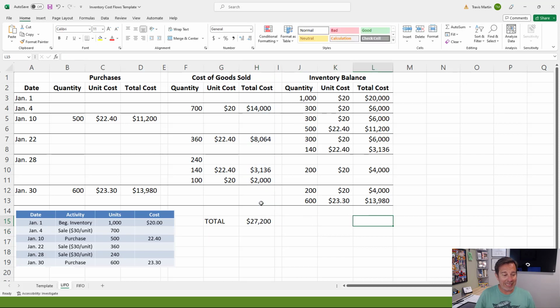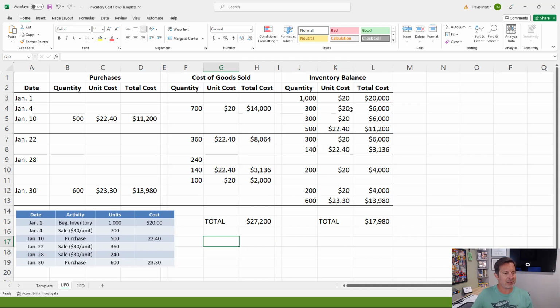And then I've got my ending inventory, which is a layer of 4,000 plus a layer of 13,980. So I've got 27,200 for cost of goods sold, and 17,980 for my inventory balance. And again, I told you that we're allocating that total inventory cost that we paid for inventory between cost of goods sold and ending inventory. So let's go ahead and see how we ended up here.